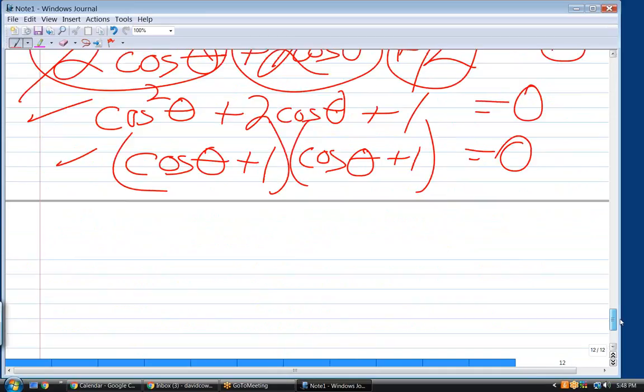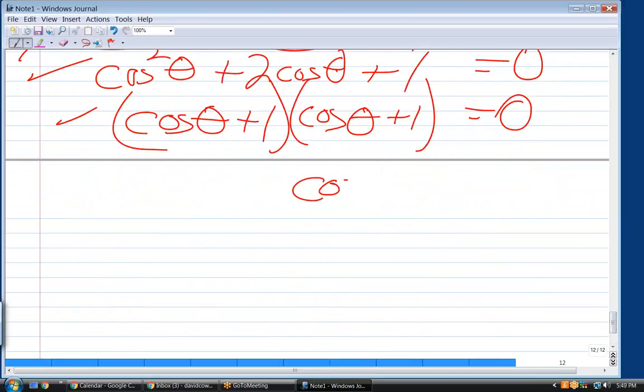So what's cosine of theta equal? Cosine of theta equals plus 1, or minus 1? In other words, I'm setting that equal to 0. Oh, so you have to subtract 1. Right. And now what's theta equal to? Where is it equal to minus 1? The only place it would equal minus 1 is pi.